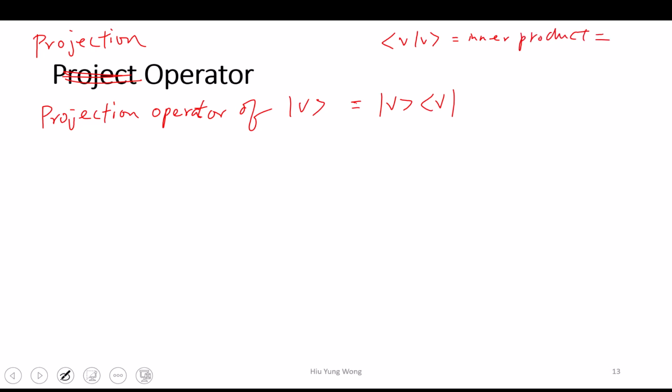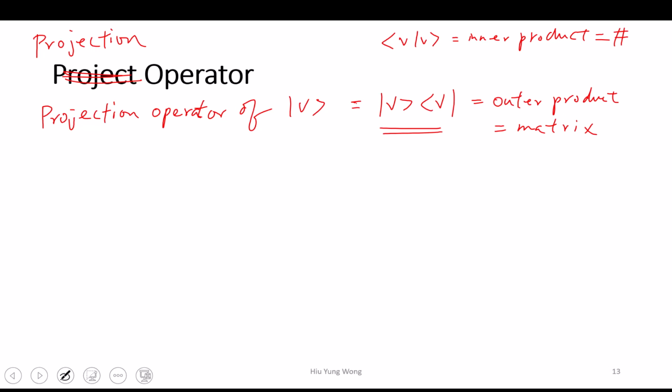It gives us a number, a scalar number. But what is this? This we call the outer product. And can you guess what it gives us? It gives us a matrix. The easiest way to see this is just to look at an example.